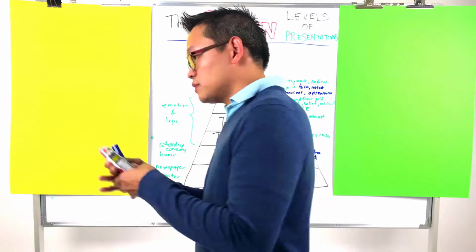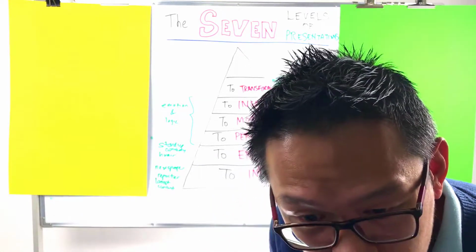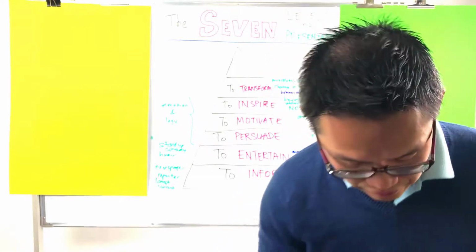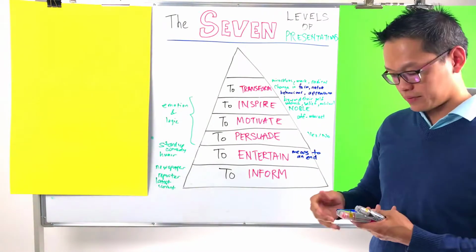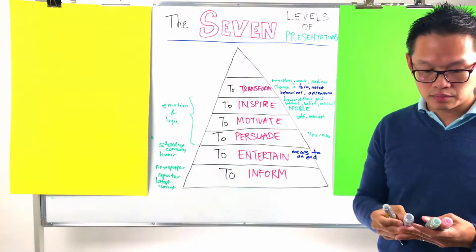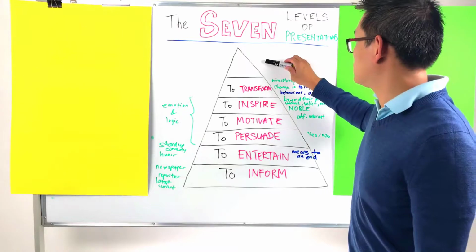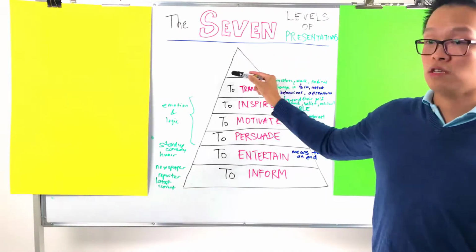And the last is transcendental. The last is to transcend beyond time and space, not understandable consciousness. Transform, transcend, connecting to God, cosmos, energy, transcendental. The last level, the pinnacle of the 7 levels of presentation, is to transcend.